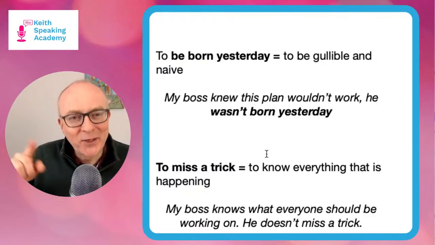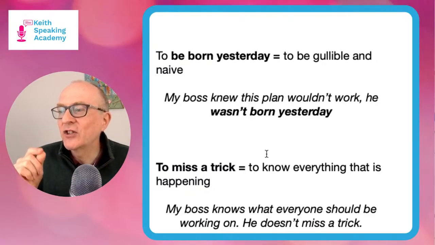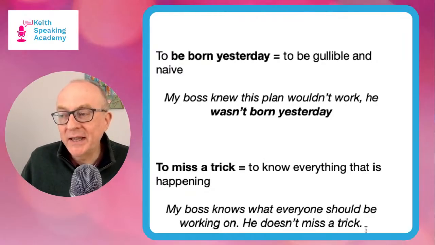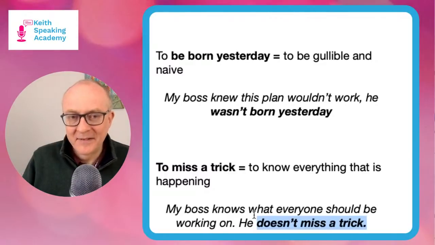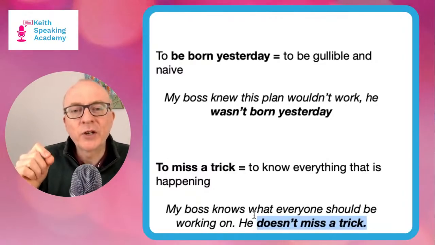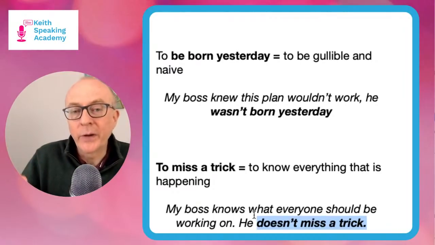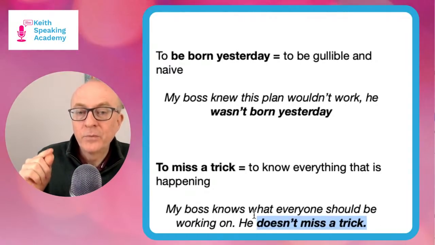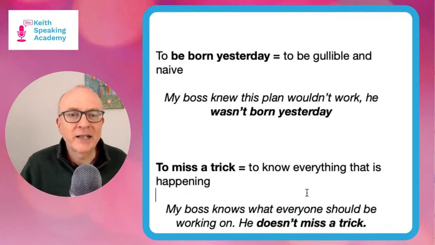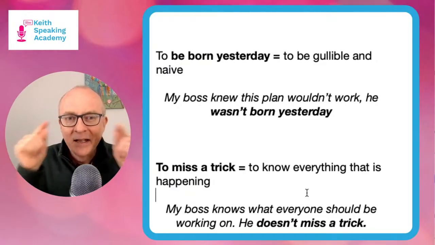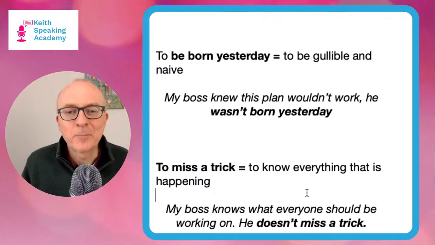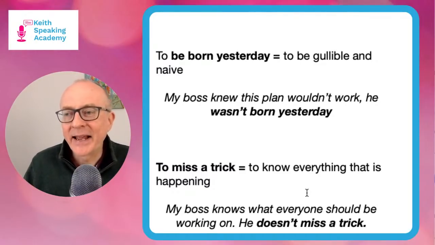And to miss a trick, the one we had at the start, to miss a trick is to know everything that is happening. Again, we use it in the negative. I don't know why, but a lot of these are in the negative, right? Because to miss a trick means that you know everything that's happening or going on. My boss knows what everyone should be doing. He doesn't miss a trick, right? He's just really on the ball, astute. They're all the same, right? On the ball, doesn't miss a trick. Again, in the negative in that case.